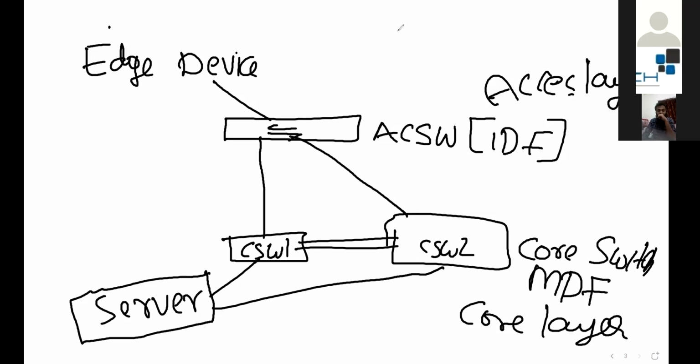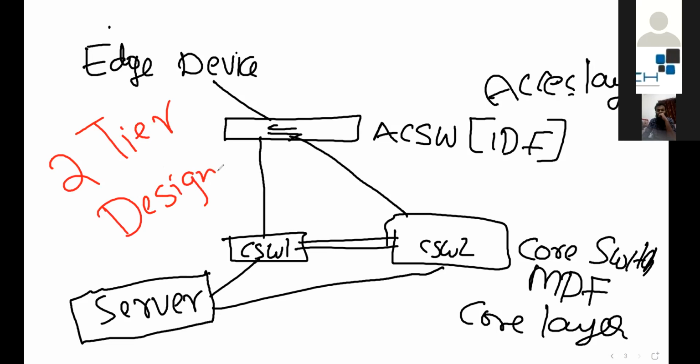Access layer. So this is called two-tier design. Yes, Masha. Now you can ask the server question. The server has only one NIC. Then there is no alternate solution. We cannot go for dual connectivity.